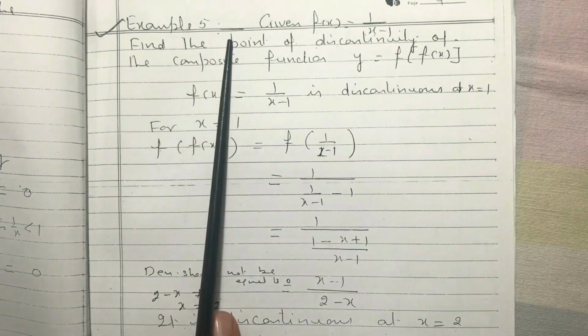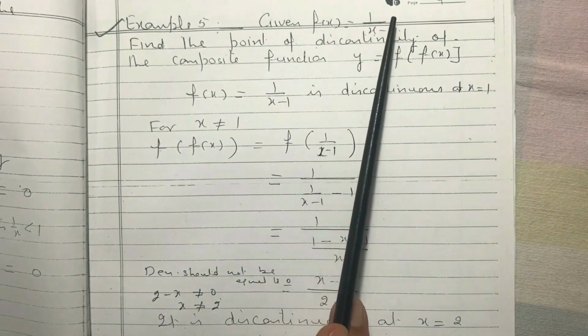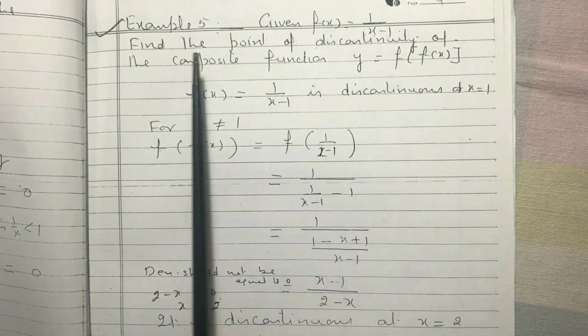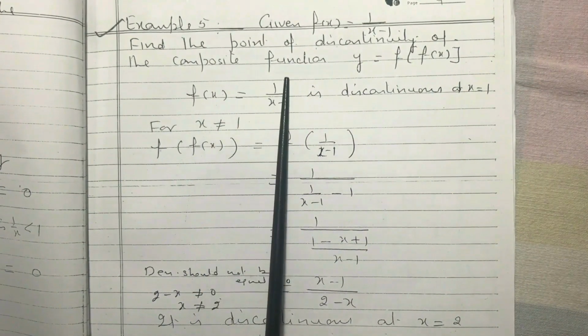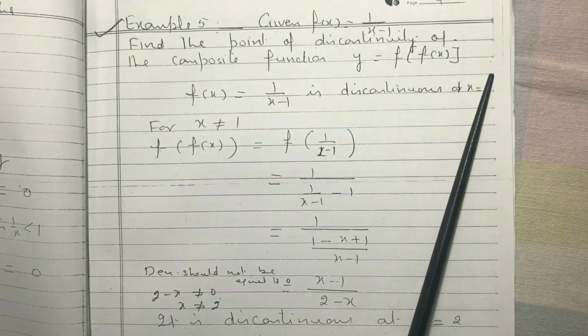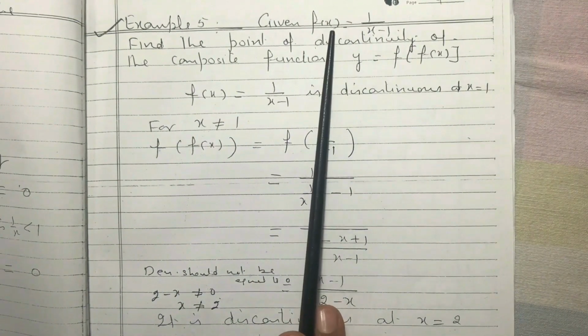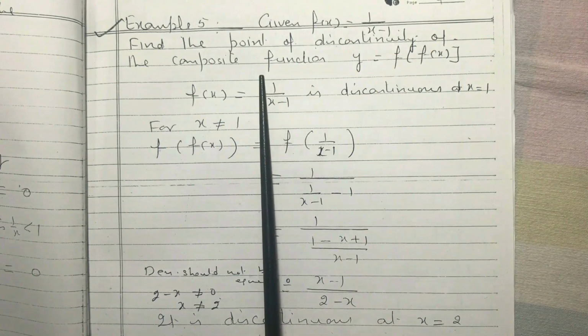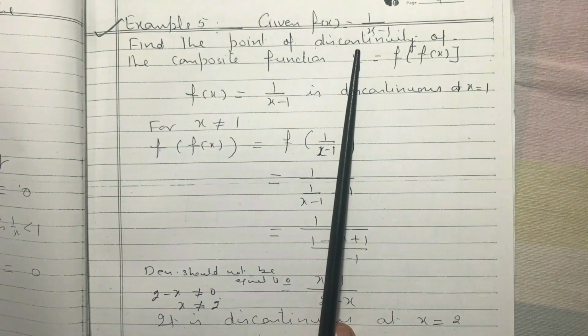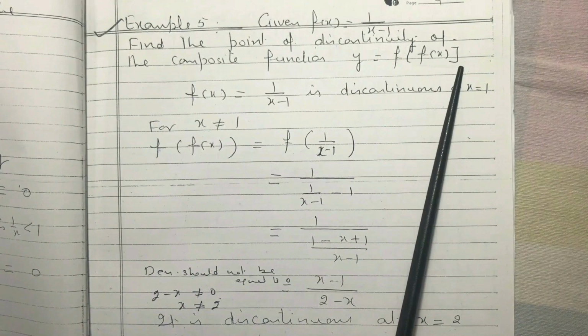Now example 5. Given f(x) is equal to 1 upon x minus 1, find the points of discontinuity of the composite function y is equal to f(f(x)). Now the function f(x) is 1 upon x minus 1. We are to find the discontinuity of this composite function.